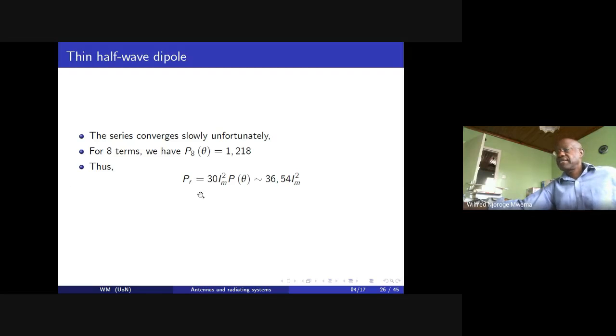Okay? And thus, the power propagating outward from the dipole, P_R, is going to be given by 30 Im squared P of theta, which, using that, is approximately 36.54 Im squared.